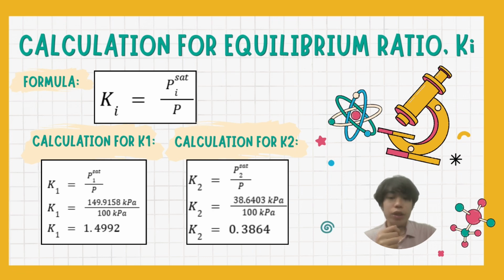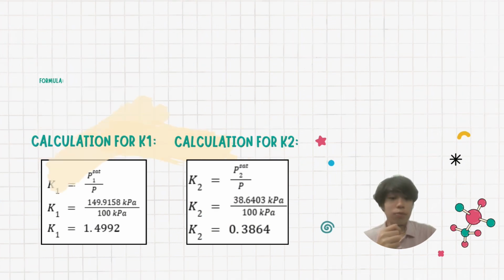As for the calculation for K2, K2 is equivalent to P2 saturated over the P system. For the P2 saturated that we got, it's 38.6403 kilopascal, and the P system is also the same, which is 100 kilopascal. And from there, we get a value of K2, which is 0.3864.